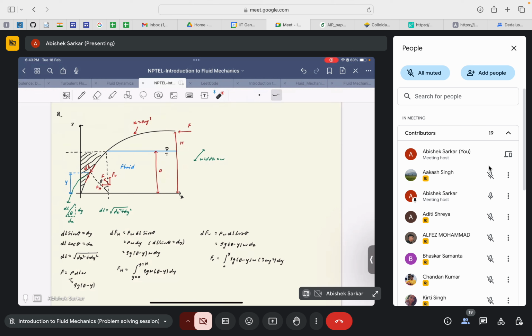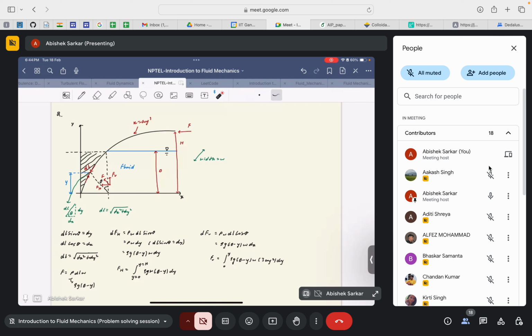Since in this case also we're not given such things, we need to take the help of integration. So similar to the previous case, we need to find an elemental area and the depth of this elemental area, so that we can know the net pressure force that acts on it, then integrate it up to a height of h, then find the net force that acts on this surface.